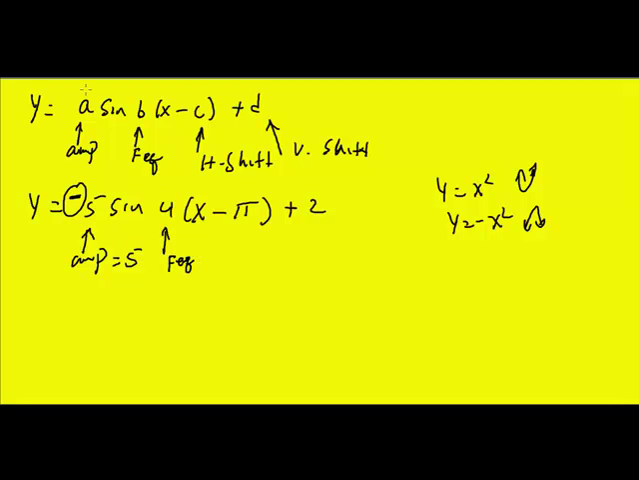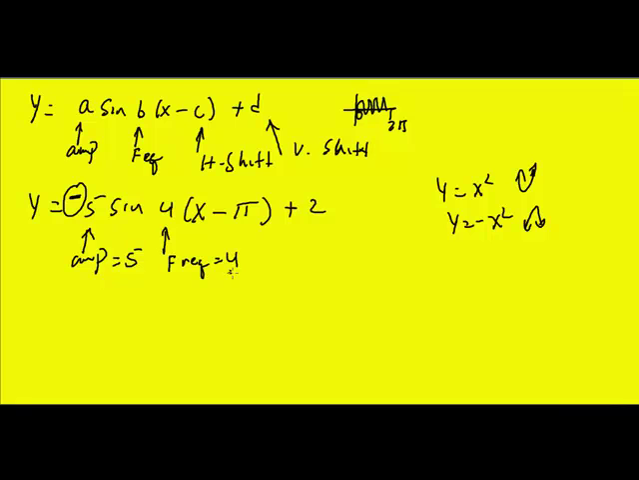Frequency is 4. But frequency doesn't tell me anything except that you're going to have 4 of the sine curves within 0 to 2 pi. Between 0 and 2 pi, you're going to see 4 of those. So I do need to know what the period is.